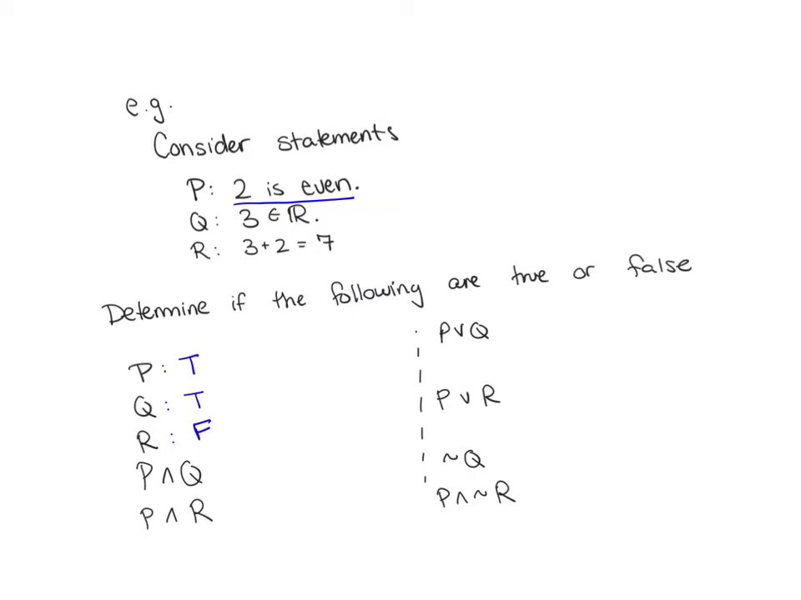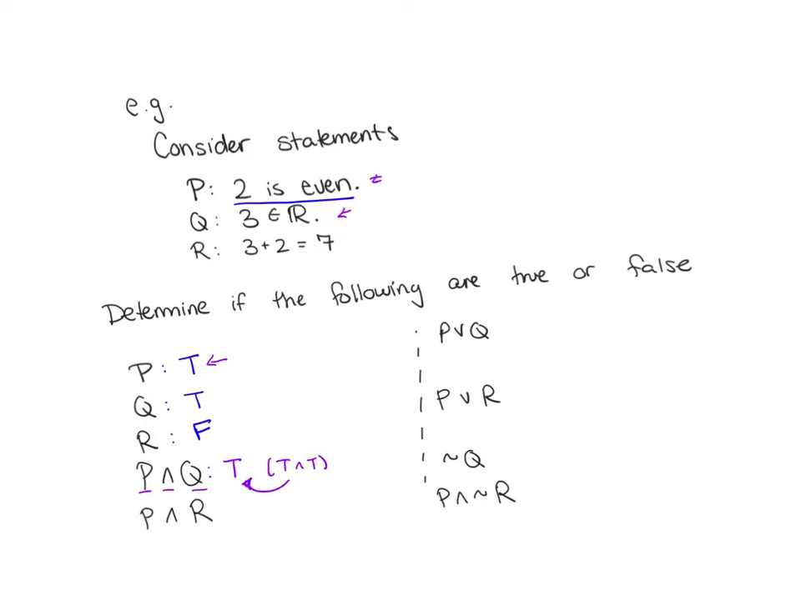Okay, so now let's practice using our logic connectives. I've got P and Q. Is it true that 2 is even and 3 is a real number? Yes, right? So this is going to be true and true. Ooh, and true is true. I said yes, but I wrote F. Let's fix that. Much better. So true and true is true.